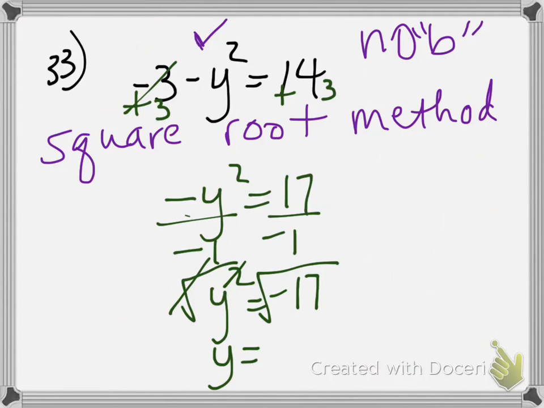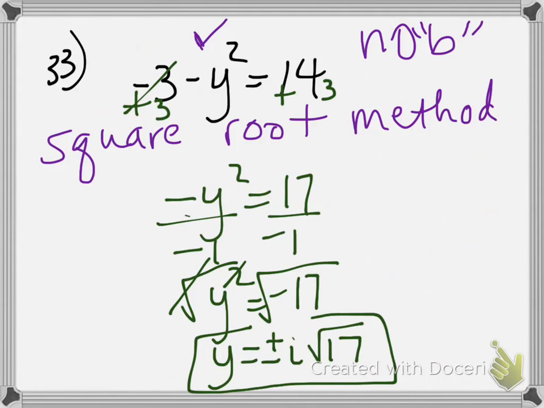So I have plus or minus the square root of negative 17. Remember, the negative comes out as i, and the 17 does not simplify, so my solution is plus or minus i square root 17.